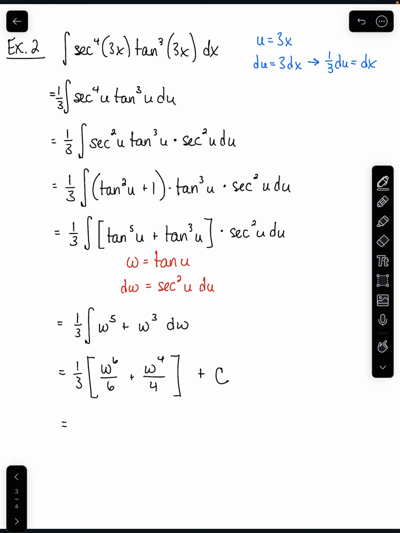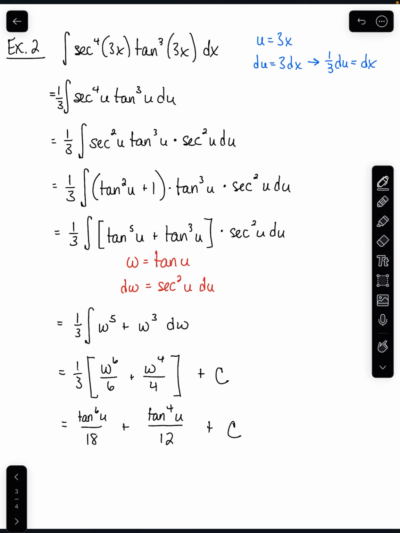So distributing the 1/3 will give us a denominator of 18, and in the numerator we're now going to have tangent to the sixth of u. For the second fraction, we're now going to have 12 in the denominator, and the numerator we will have tangent to the fourth of u, and then our plus c.